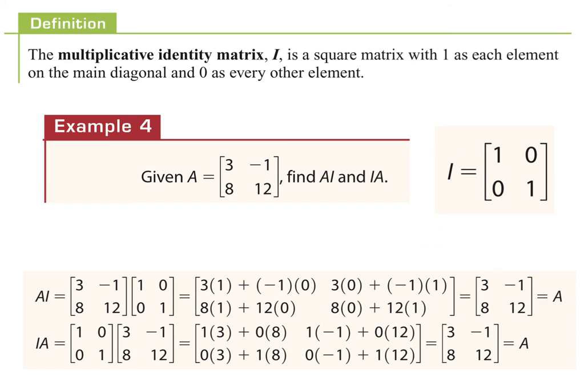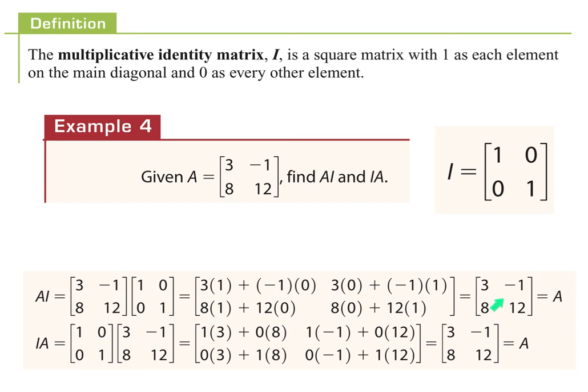It's called an identity matrix because you'll notice they did the multiplication. 3, negative 1, 8, and 12. And they multiplied by the identity matrix. And look at the answer. 3, negative 1, 8, and 12. Because if you multiply anything by the identity, like let's say your identity for multiplication is 1. Multiply anything by 1, what do you get? Well, you get what you started with, okay?